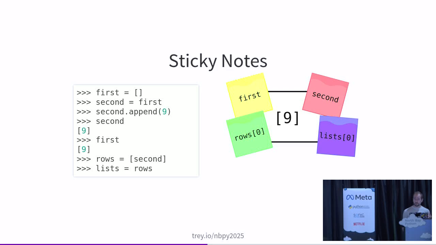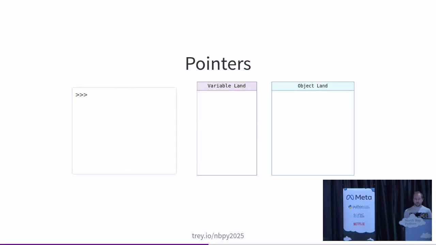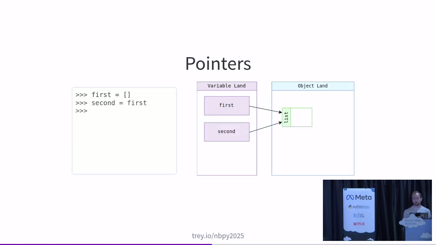So, if we look at our pointers mental model, we'll see that, starting from the beginning, when we assigned the first variable to an empty list, we drew an arrow from the variable to the object. Then when we assigned another variable to the first one, we drew another arrow from the second variable to the same object. So when we modified that second list, the second list changed, and so did the first, because they're the same list. But before, our diagram didn't quite look like this.